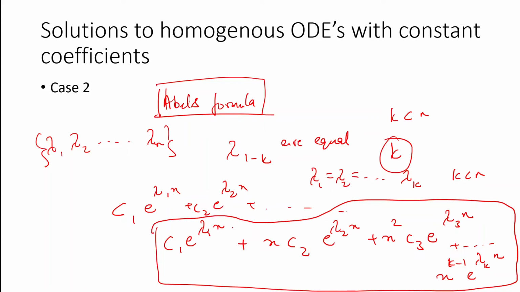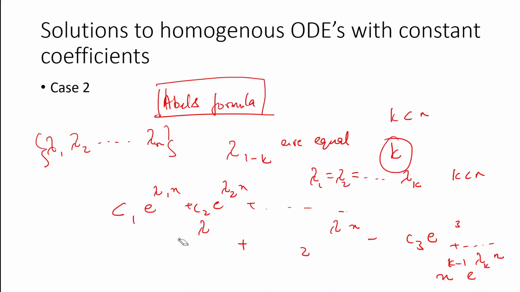For those k equal roots, we write c1 e power lambda 1x, x c2 e power lambda 2x, x square c3 e power lambda 3x, and so on. I will better explain this from an example. Let's consider a third order ODE. Let's look into that.